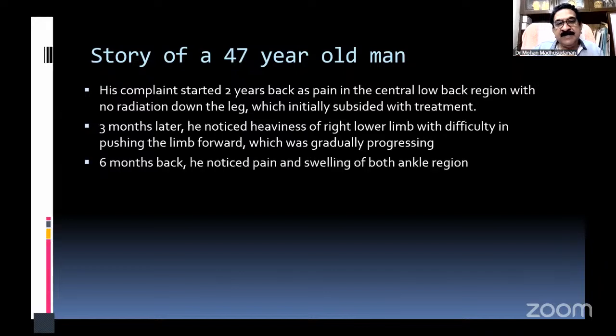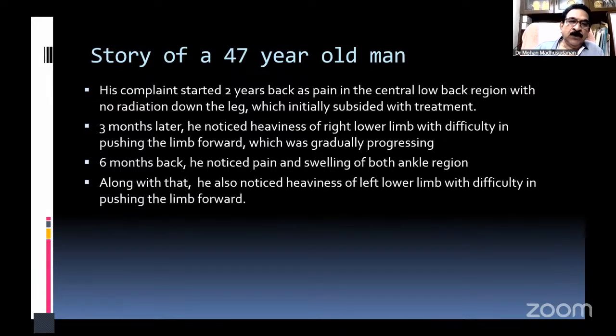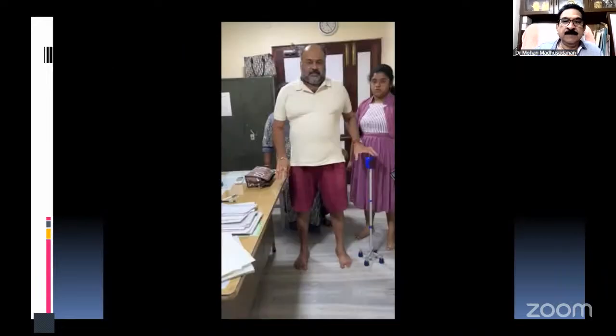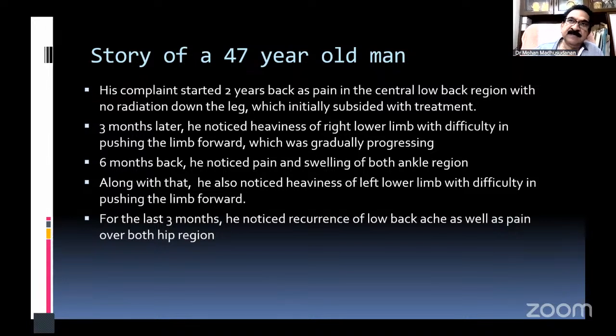6 months back, he noticed pain and swelling of both ankle regions. Along with that, he also noticed heaviness of the left lower limb with difficulty in pushing the limb forward, just like the right lower limb. For the last 3 months, he noticed recurrence of lower backache as well as pain over both hip regions. His main problem was backache, hip region pain, and ankle pain. Ankle pain came later, and he says he has stiffness of the limb, making it difficult to push forward. There is no other sensory complaint. The pain was not suggestive of root pain.